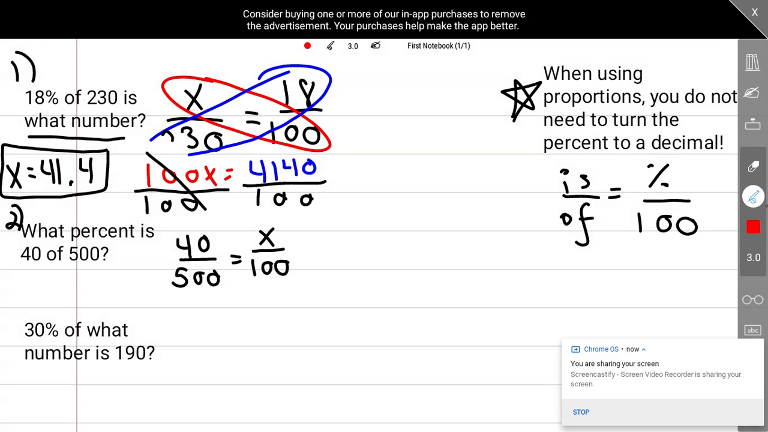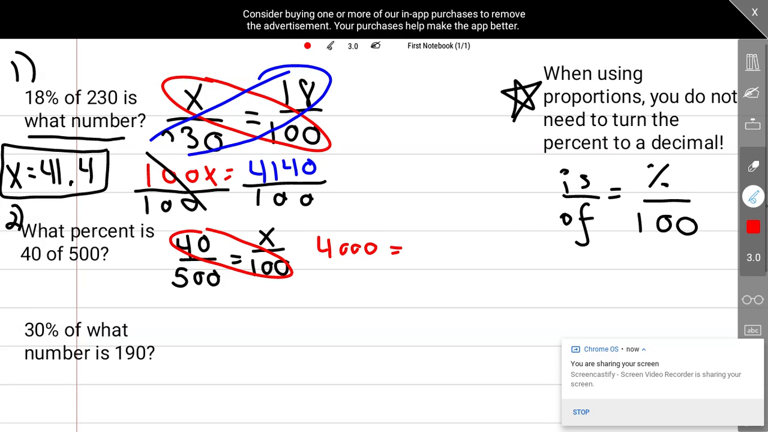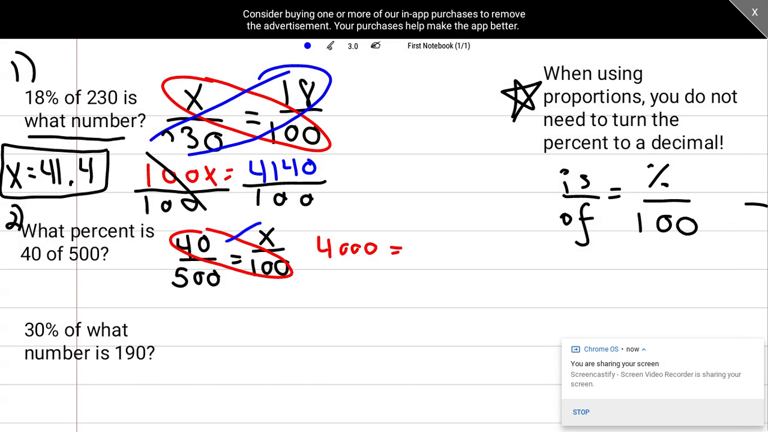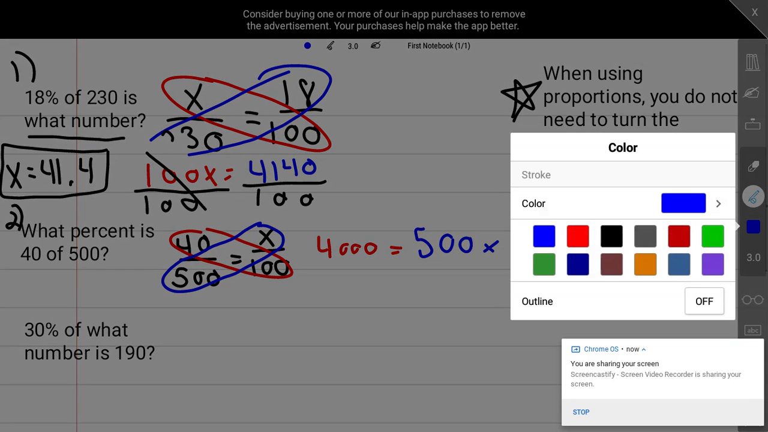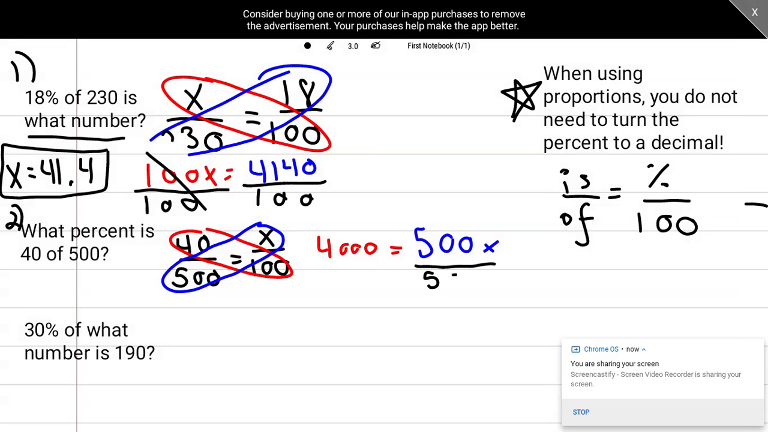So let's switch to red. 40 times 100 off camera is going to be 4,000 equals. Let's get the blue in here. 500 times x, which gives me that 500x. So now I need to divide each side by that coefficient, which is the 500, to get x equals. So off camera, 4,000 divided by 500 in my little calculator, and I get an answer of 8.